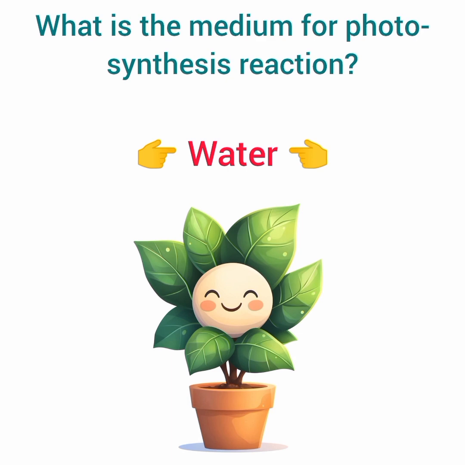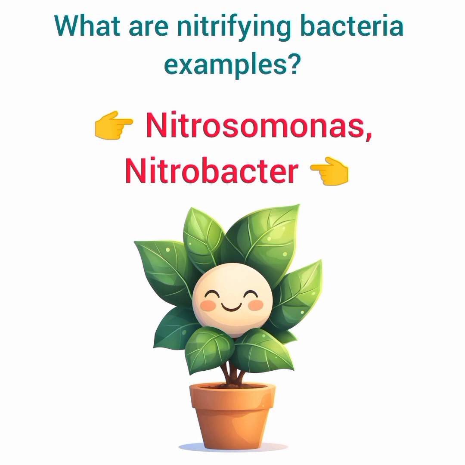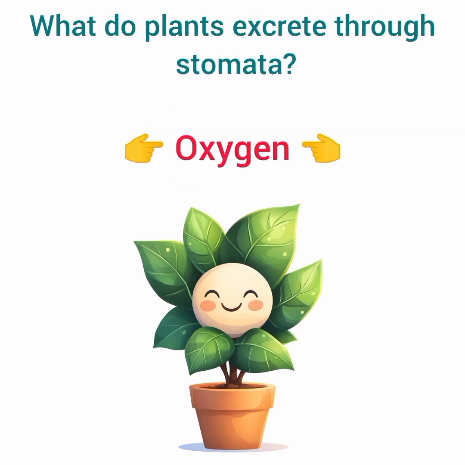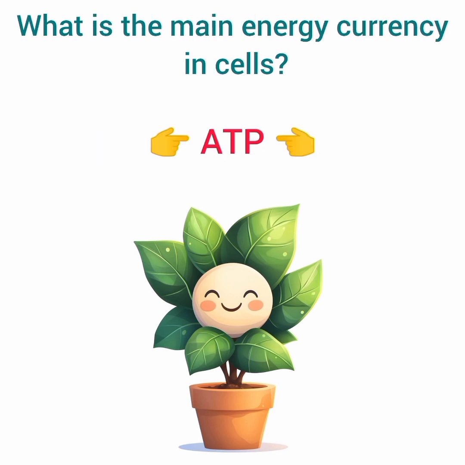What is the medium for photosynthesis reaction? Answer. Water. What is the role of sunlight in photosynthesis? Answer. Energy source. What are nitrifying bacteria examples? Answer. Nitrosomonas, Nitrobacter. What do plants excrete through stomata? Answer. Oxygen. What are the products of photosynthesis? Answer. Glucose and oxygen.